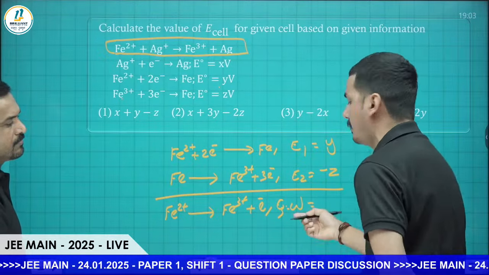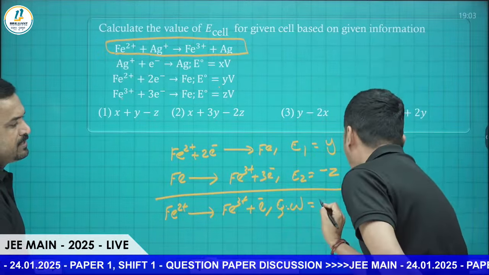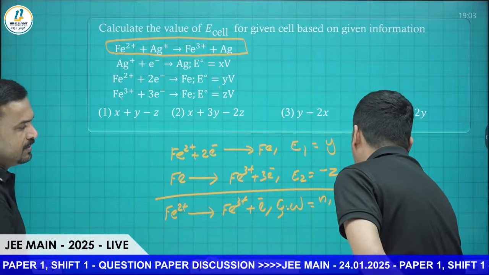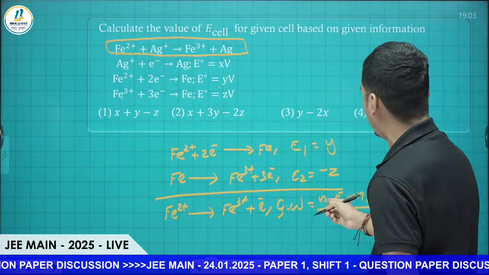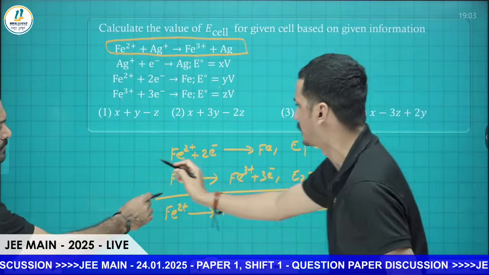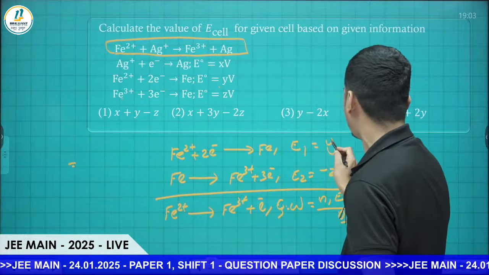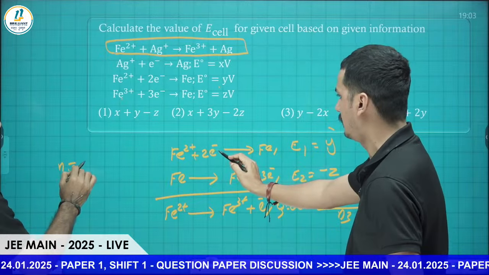That will be equal to how much? How much is it coming? We know the formula: E3 equals N1 E1 plus N2 E2 divided by N3. So N1 is equal to how much? N1 is equal to 2. Yes, N1 equal to 2.